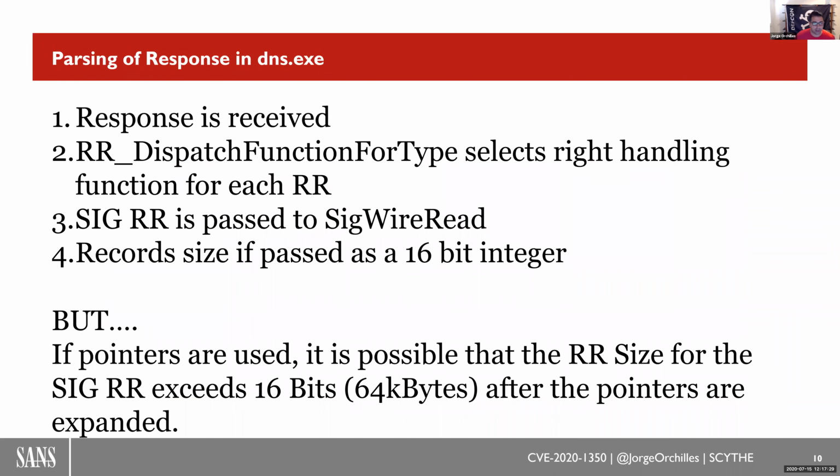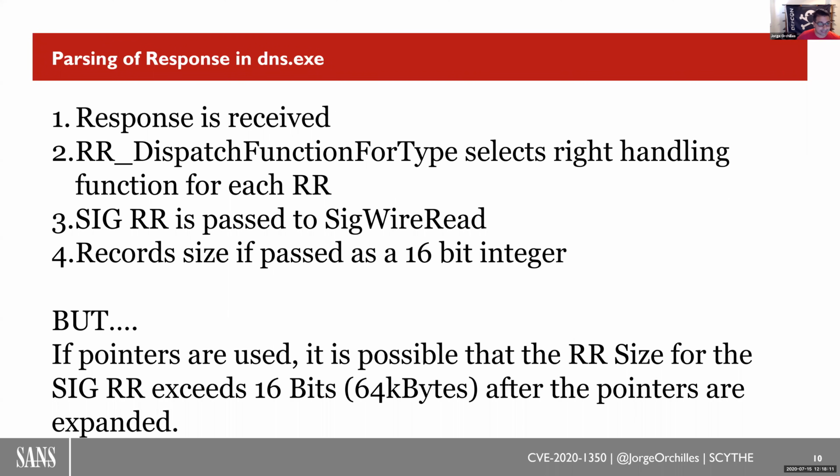So what would it look like? Well, you have some end user go out to a domain. It goes through your Windows DNS server, goes through recursive queries, eventually gets to this malicious name server, which will then send responses. The response is now received by your Windows server. That's step one here. Then the RR, the response, and the particular function called dispatch function for type selects the way to handle that. If it's a SIG record, that is passed to a function called SigWireRead.